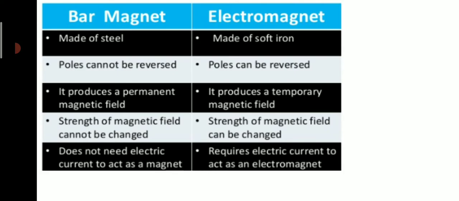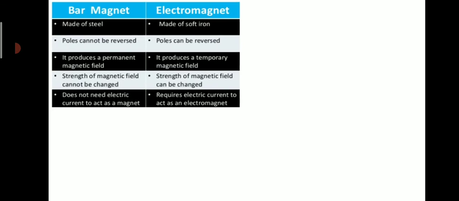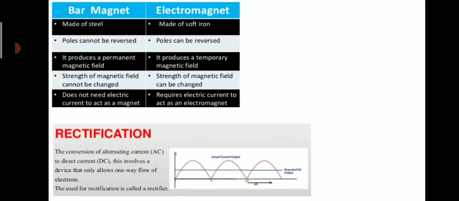Strength of magnetic field cannot be changed in case of bar magnet, but strength of magnetic field can be changed in electromagnet. Bar magnet does not need electric current to act as a magnet, but in case of electromagnet, it requires electric current to act as an electromagnet. So this is the difference between the bar magnet and electromagnet.